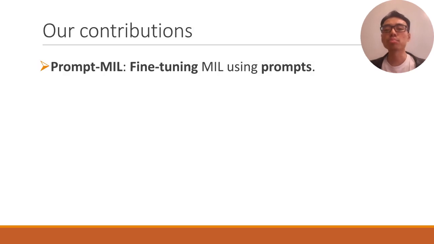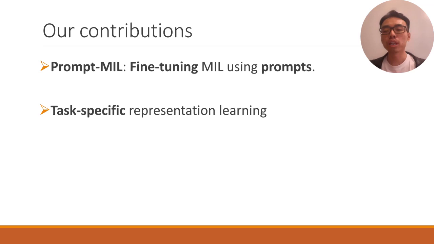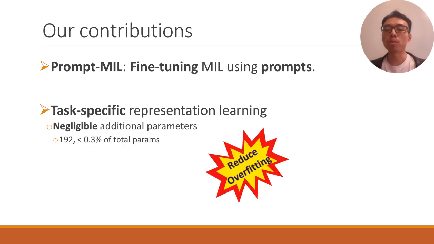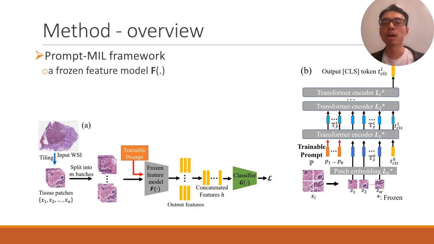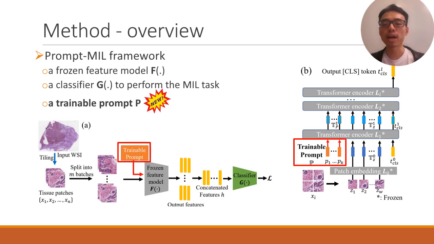In this paper, we propose PromptMIL, a method that fine-tunes multiple instance learning using only prompts. With our prompt, we are able to inject task-specific knowledge into our learned representations. We do this with negligible additional parameters, and that's how we reduce overfitting. Like other multiple instance learning methods, PromptMIL also consists of a frozen feature model and a classifier that performs multiple instance learning tasks. Our difference is the added triangle prompt that injects task-specific knowledge.